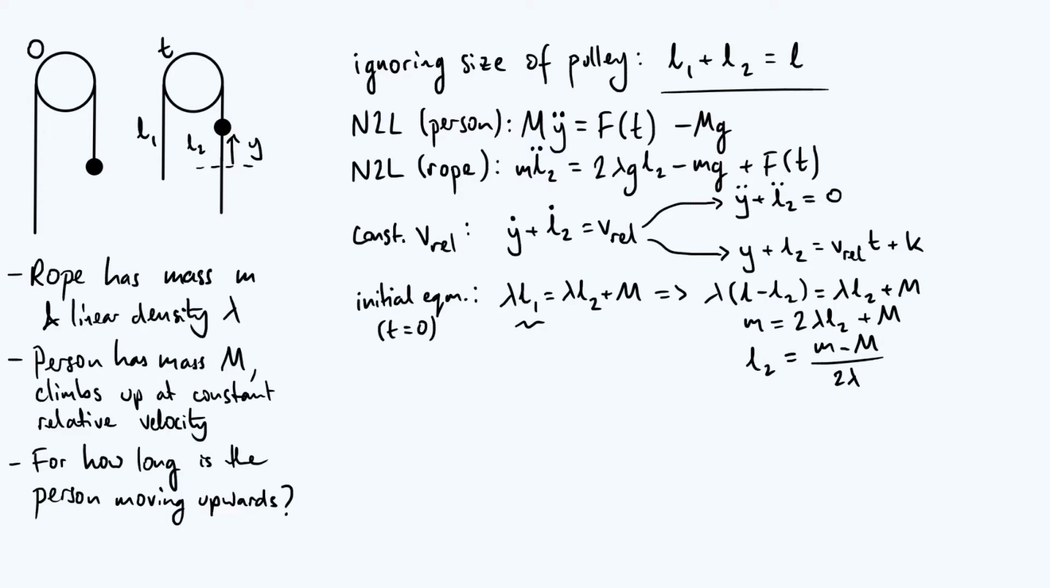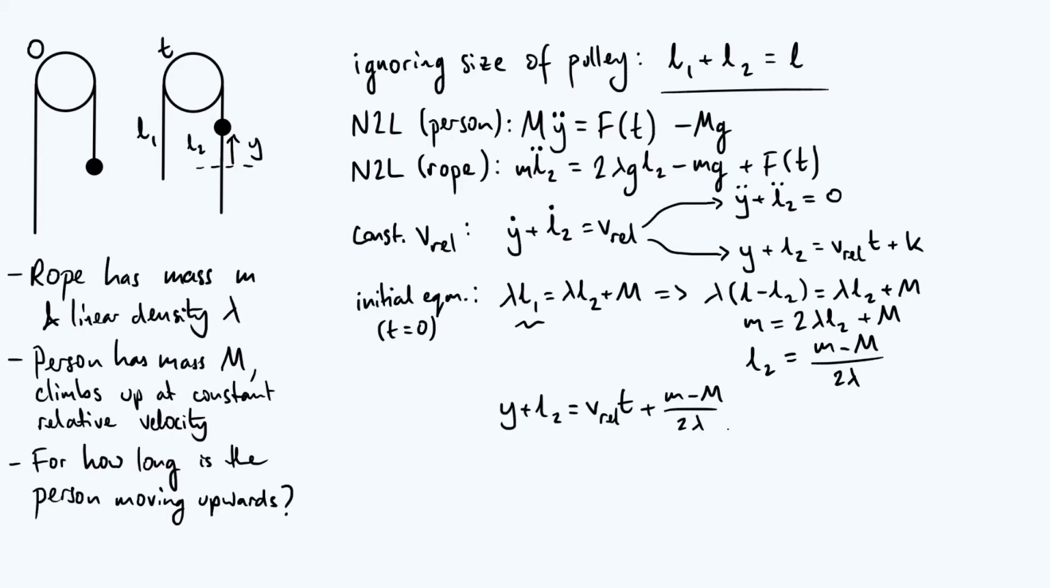Now, why is this useful? Well, go back to this equation, y plus L2 equals v rel t plus k, and note that when t equals 0, y is 0 by definition. And so if you consider the situation when t is 0, you just get k equals L2, which means this expression that we've just found here, m minus M over 2 lambda, is just the value of k, right? So then specifically, when we plug that k back into that equation up there, we end up with y plus L2 is equal to v rel times t plus all of that stuff, m minus M over 2 lambda, and then the initial conditions are satisfied.